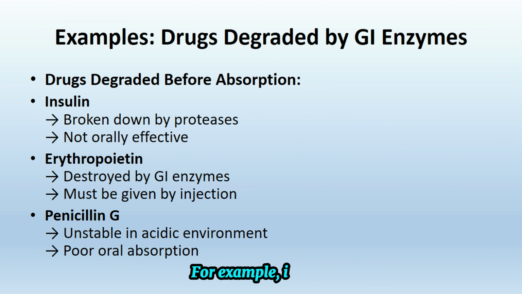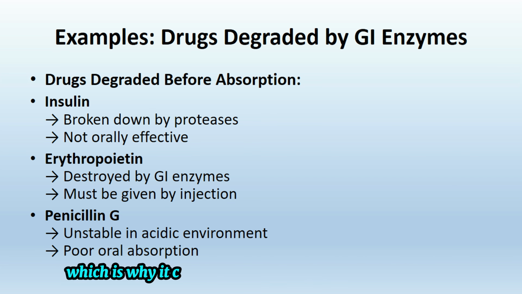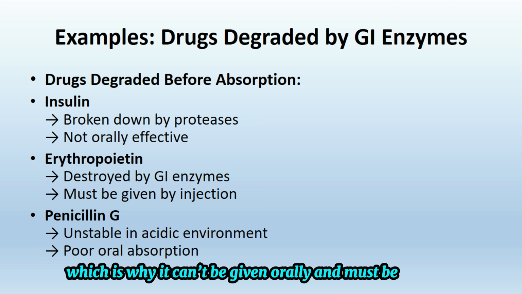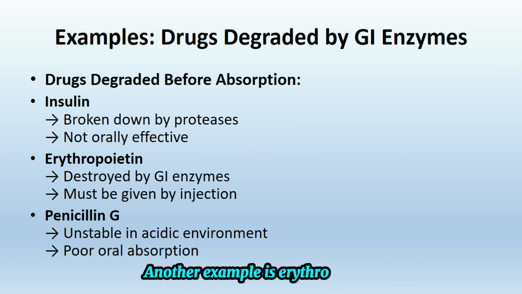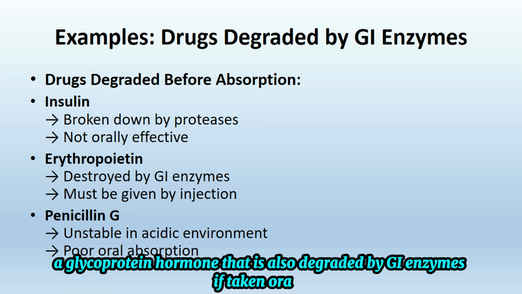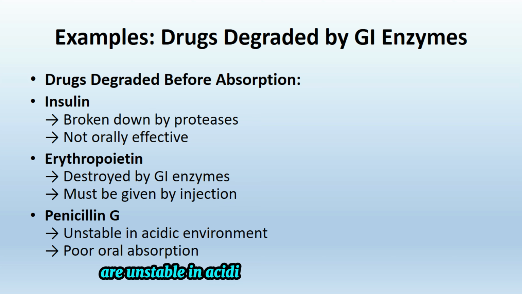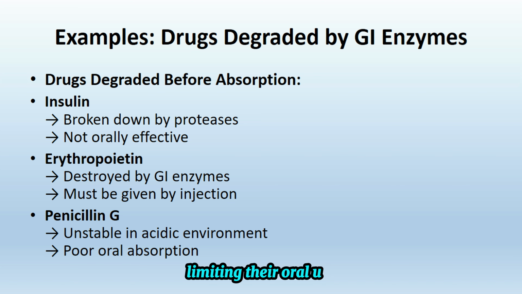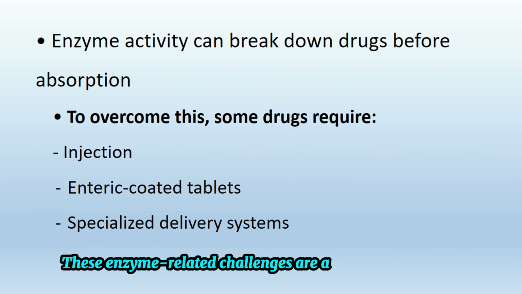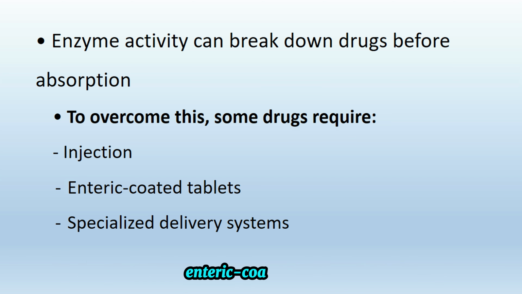For example, insulin, a peptide hormone, is broken down by proteolytic enzymes in the stomach and small intestine, which is why it can't be given orally and must be injected. Another example is erythropoietin, a glycoprotein hormone that is also degraded by GI enzymes if taken orally. Even some antibiotics, like penicillin G, are unstable in acidic environments and can be inactivated by stomach enzymes, limiting their oral use.